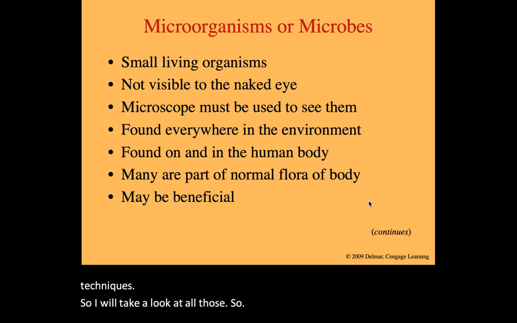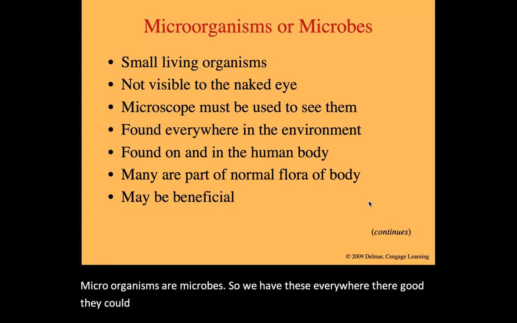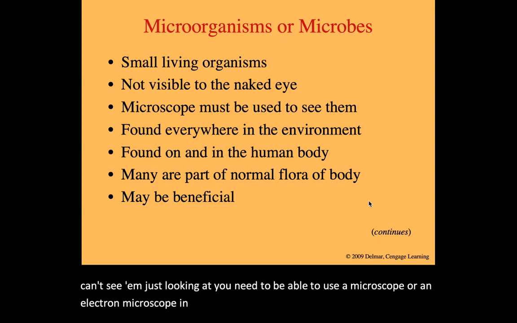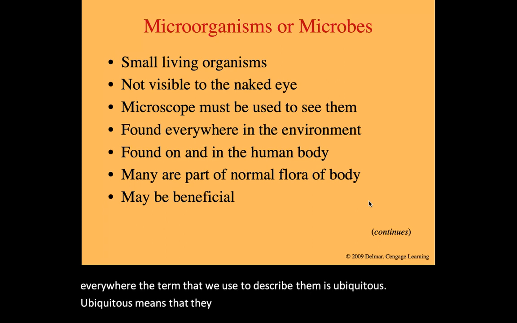Microorganisms or microbes. We have these everywhere. They're good, they could be bad, but they're small living organisms. They're too small, you can't see them just by looking at them. You need to use a microscope or an electron microscope in order to see these organisms. They're found everywhere. The term that we use to describe them is ubiquitous. Ubiquitous means that they are literally everywhere.